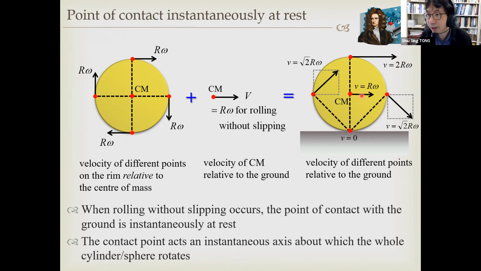So the contact point, you can see from this figure. If you examine the velocity of the different parts of the body, you will find that at that instant, the whole body seems to be rotating about the contact point. So the contact point is actually the instantaneous axis of rotation about which the whole body seems to be rotating. But that is an instantaneous phenomenon only. When the body rolls past this point, there are other points of instantaneous contact, and the body will be instantaneously rotating about those other points, but not this point.